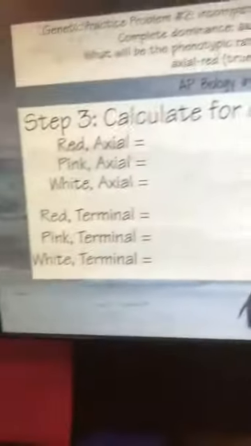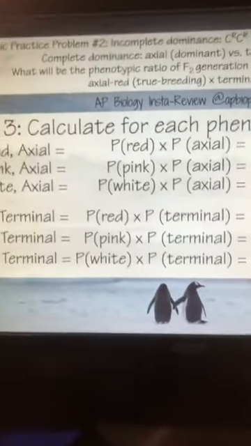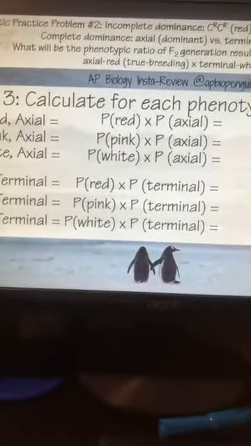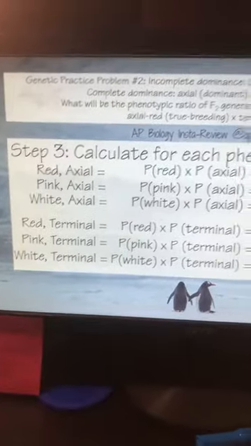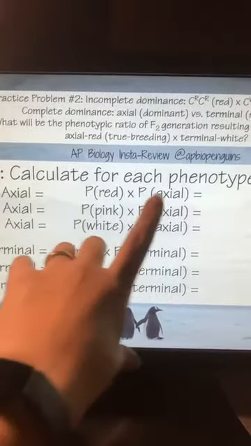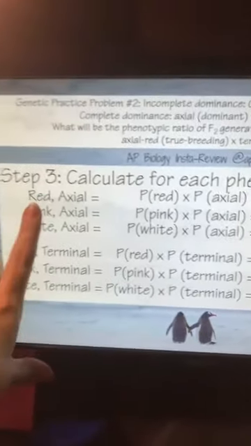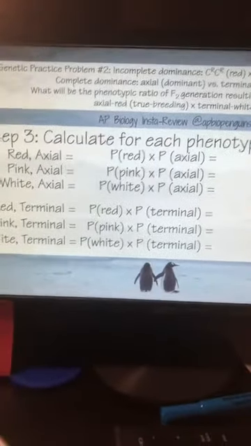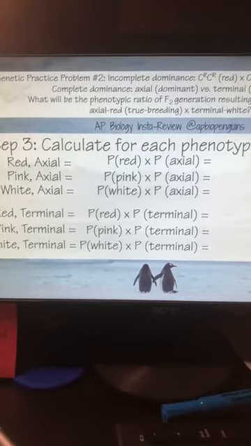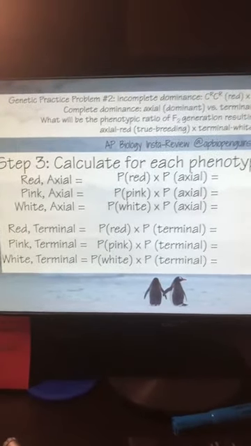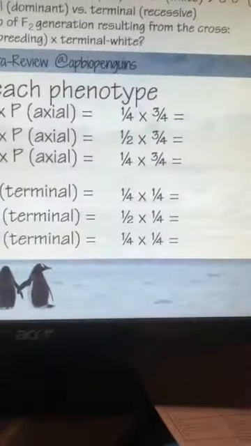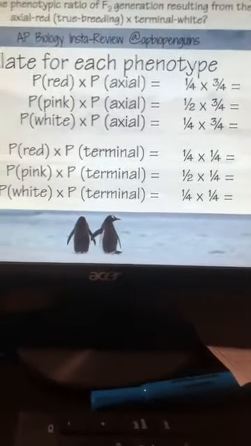As I said before, we're now going to calculate. I need to figure out the probability of each of these. The probability of red times the probability of axial tells me the probability that I have red and axial. The same thing applies for the pink axial, the white axial, the red terminal, the pink terminal, and the white terminal. So we're going to then substitute in those probabilities.